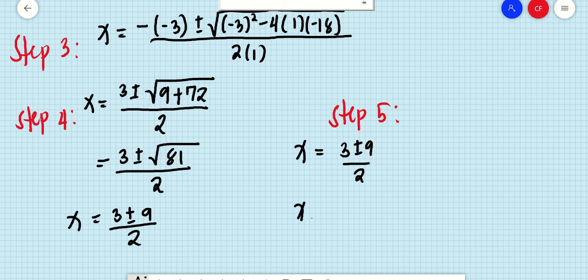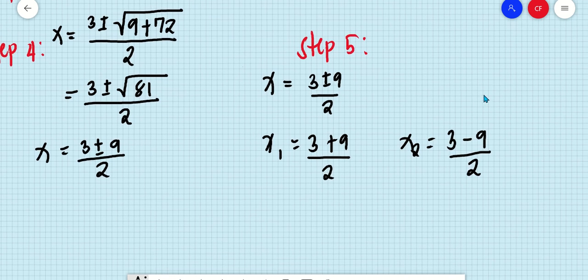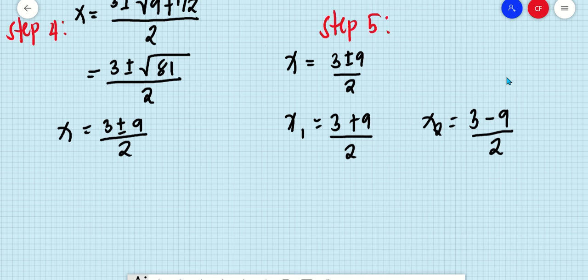Again, for x sub 1, gamitin muna natin yung 3 and then positive 9, okay, all over 2. And for x sub 2, syempre gamitin natin yung 3 and then yung negative 9 all over 2. Okay? Ayan na. So, simplify na lang natin to, class. So, malapit na to. Okay, so for x sub 1, so 3 plus 9, that is equivalent to 12 all over 2. And 12 divided by 2, that is equivalent to 6.